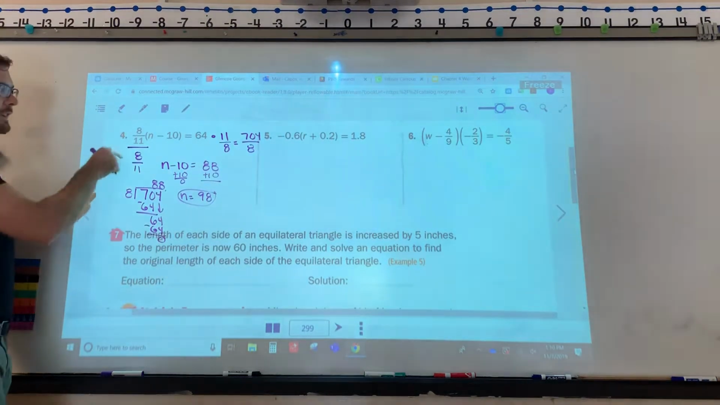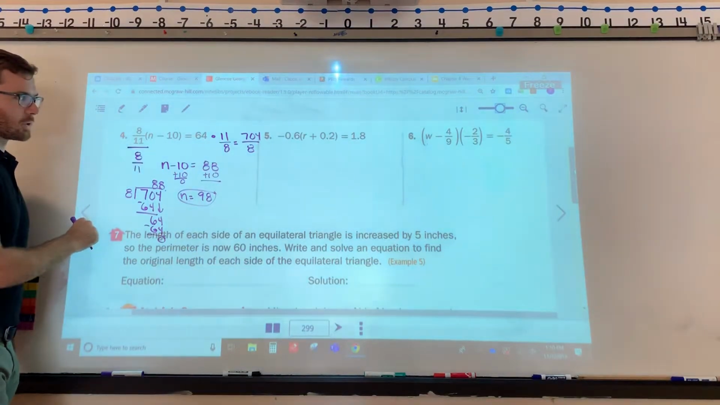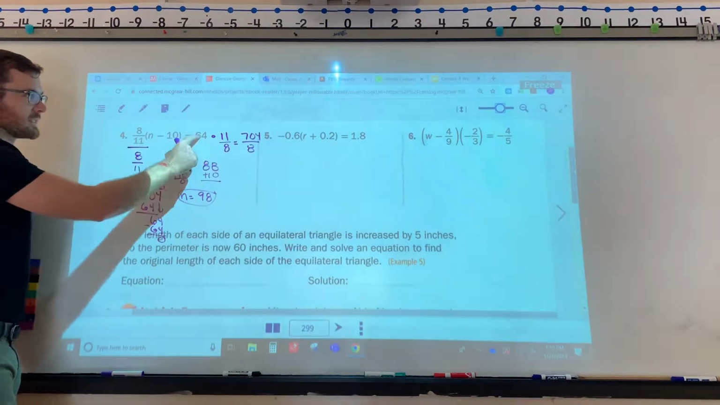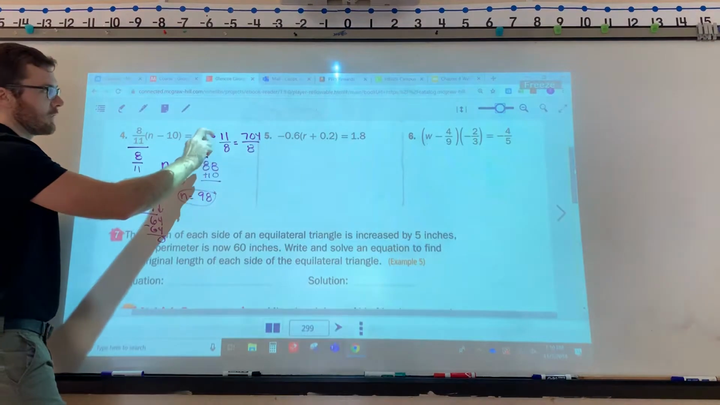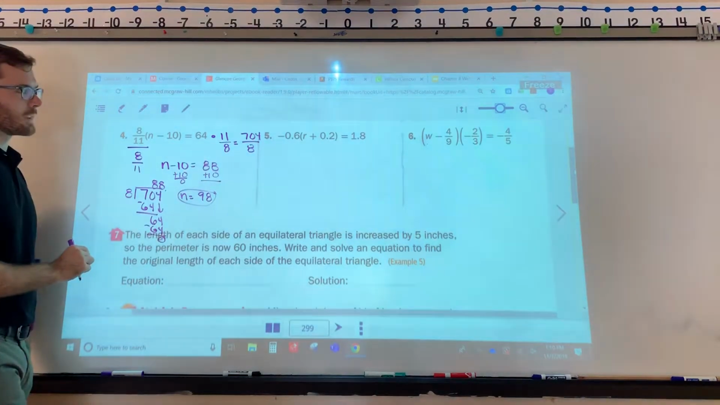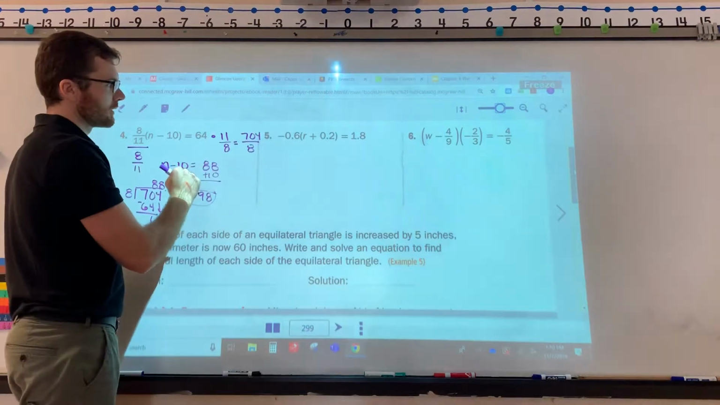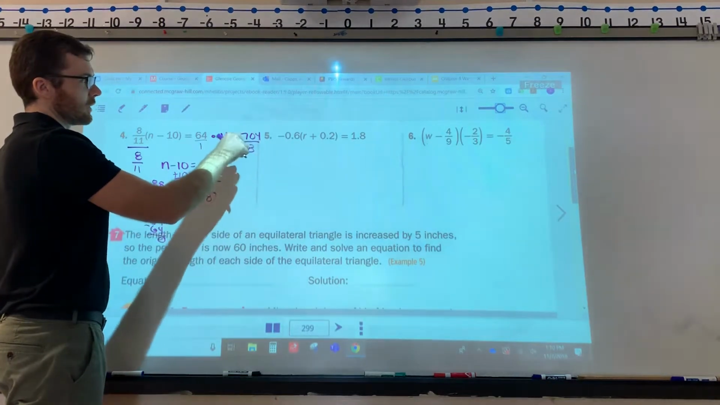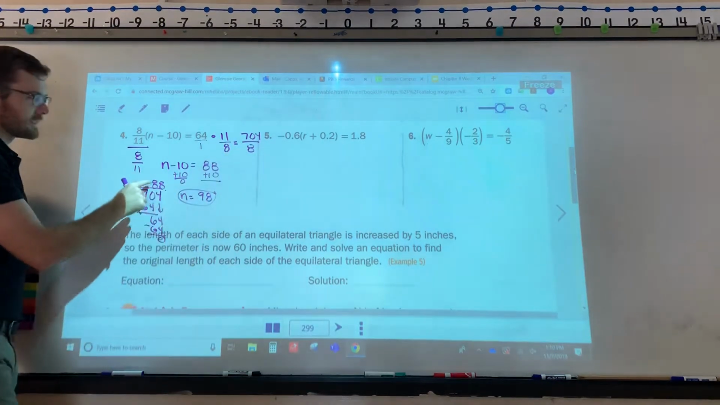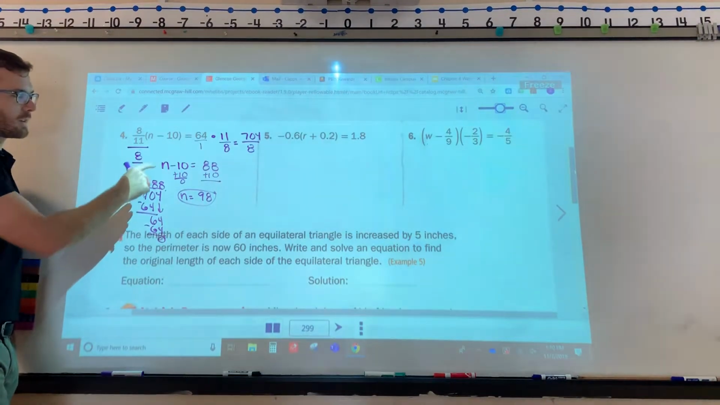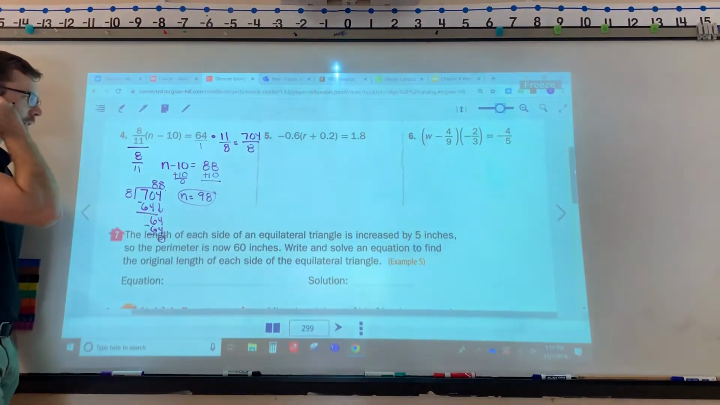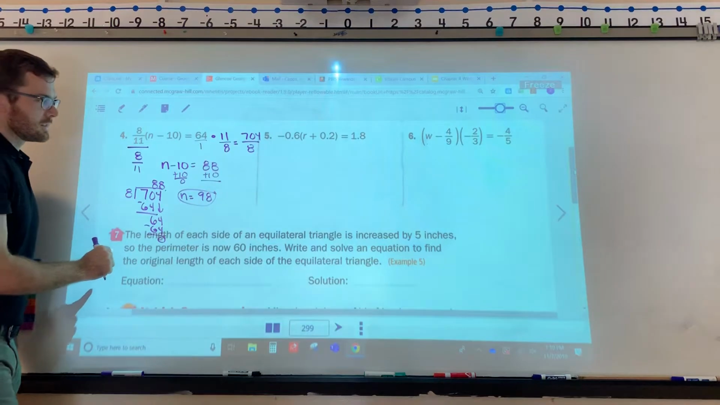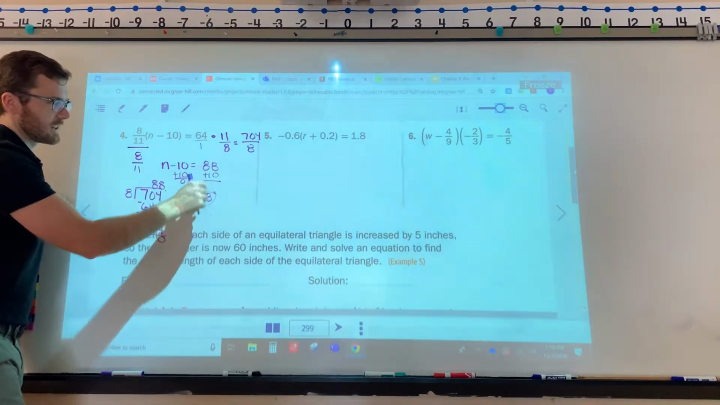Recap. Dividing by a fraction is the same thing as multiplying by the reciprocal. So instead of saying 64 divided by 8/11ths, I'm saying keep the 64, change division to multiplication, and flip the fraction to 11/8. When I multiply straight across, I got 704 over, and this would be 64 over 1, so 1 times 8 is 8. And 704 divided by 8 is 88. That left me with n minus 10 equals 88. To get rid of minus 10, I had to add 10 to both sides. So this would just be n on this side, and 88 plus 10 is 98.